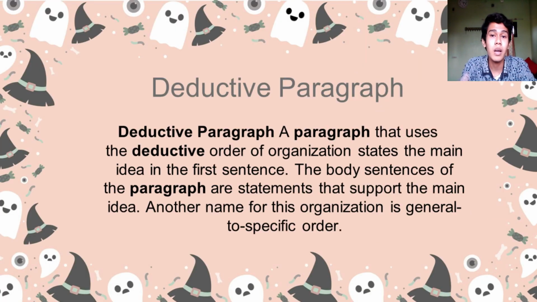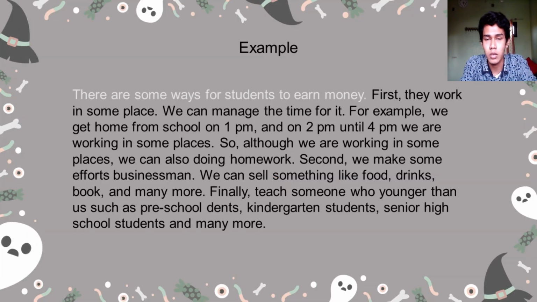Number 6 is the deductive paragraph. A paragraph that uses the deductive order of organization states the main idea in the first sentence. The body sentences of the paragraph are statements that support the main idea. Another name for this organization is general to specific order. Okay, here's the example.